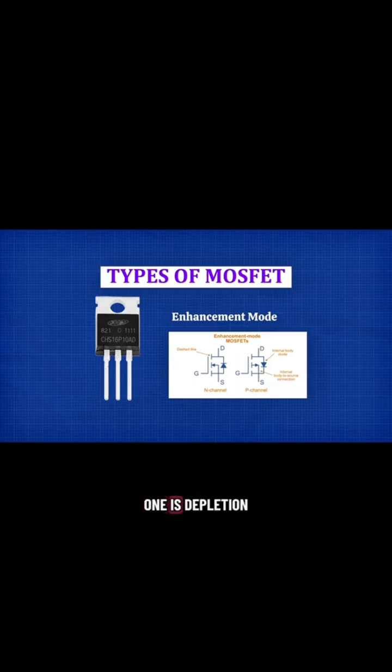Now the second one is depletion mode MOSFET. This one behaves differently. When there is no gate voltage, the device is already on. Current flows naturally. But when you apply voltage of the correct polarity, you reduce or deplete the channel conductivity and can turn it off.